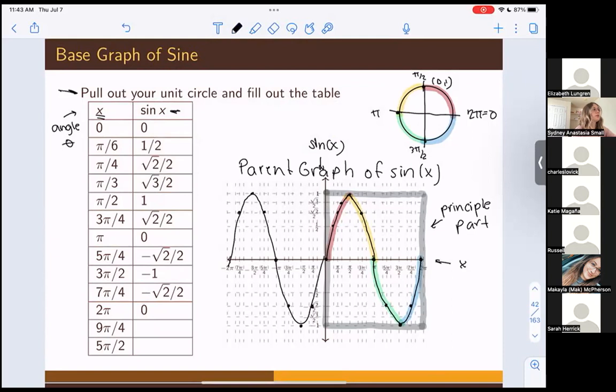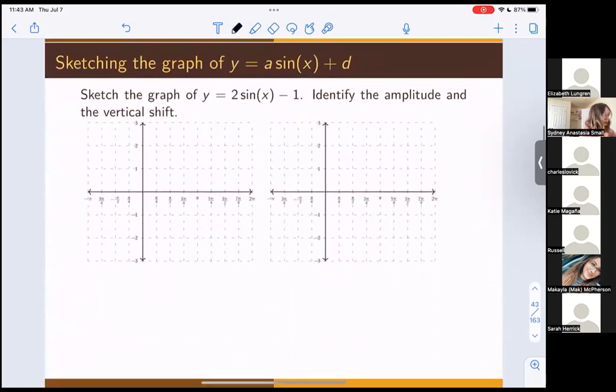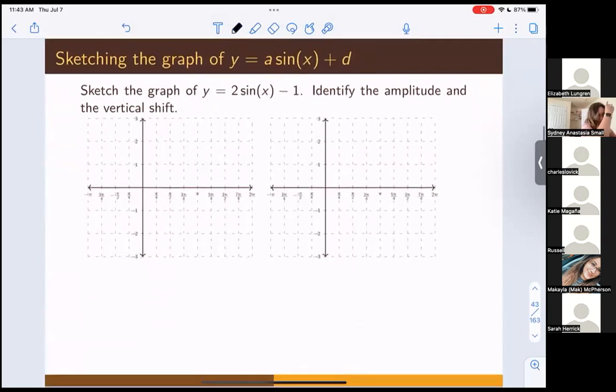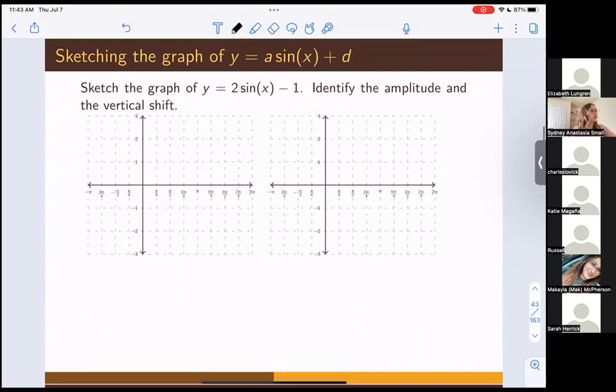Okay, so let's start by doing not too difficult of an example of it, and then we will wrap up class for the day. So I want to sketch the graph of y equals 2 sine of x minus 1. Identify the amplitude and vertical shift. So those are some words we haven't heard of, so I'm just going to define them real quick.